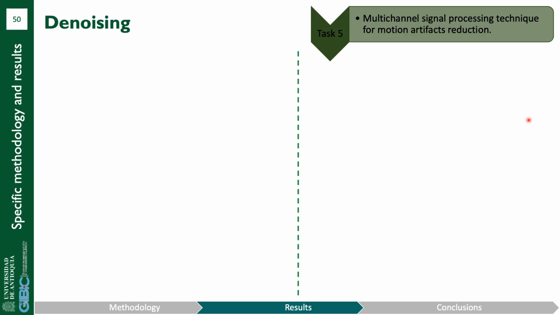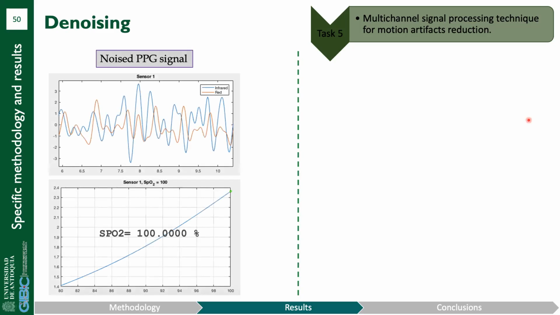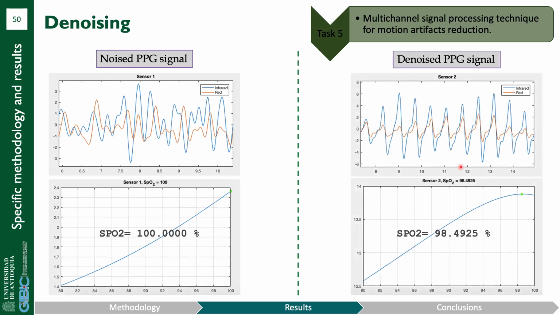As a result of the denoising of the PPG signal, we can observe that when we try to measure the oxygen saturation with contaminated signals, we observe a very big distortion in the signal, and it's not possible to obtain a good result of the oxygen saturation. But after we apply our method, we obtain a very good shape in the signals that we acquire and are able to calculate real oxygen saturation information.